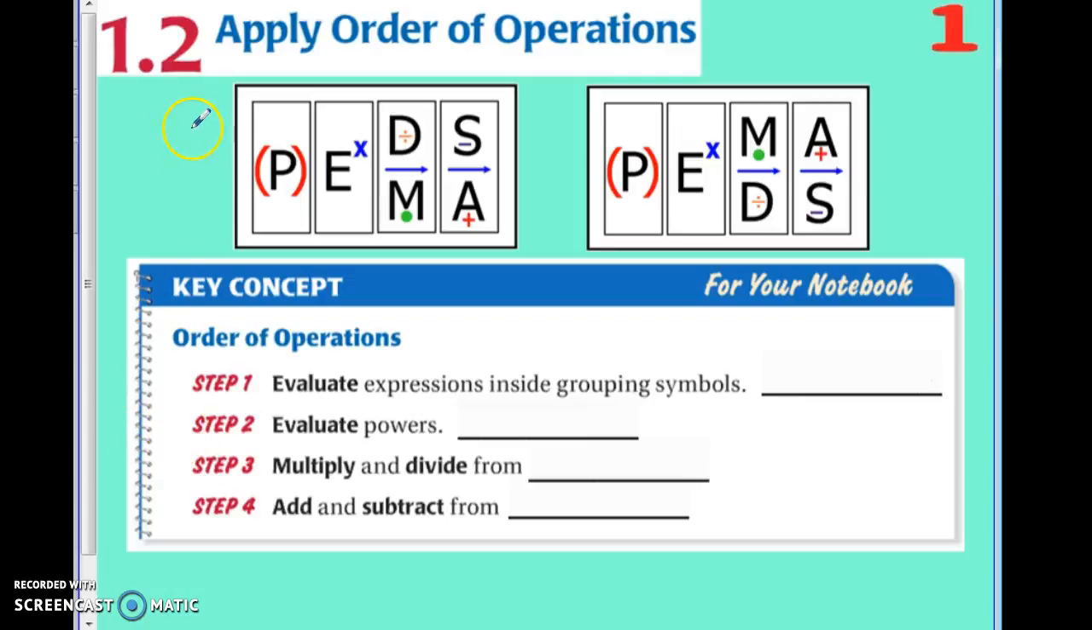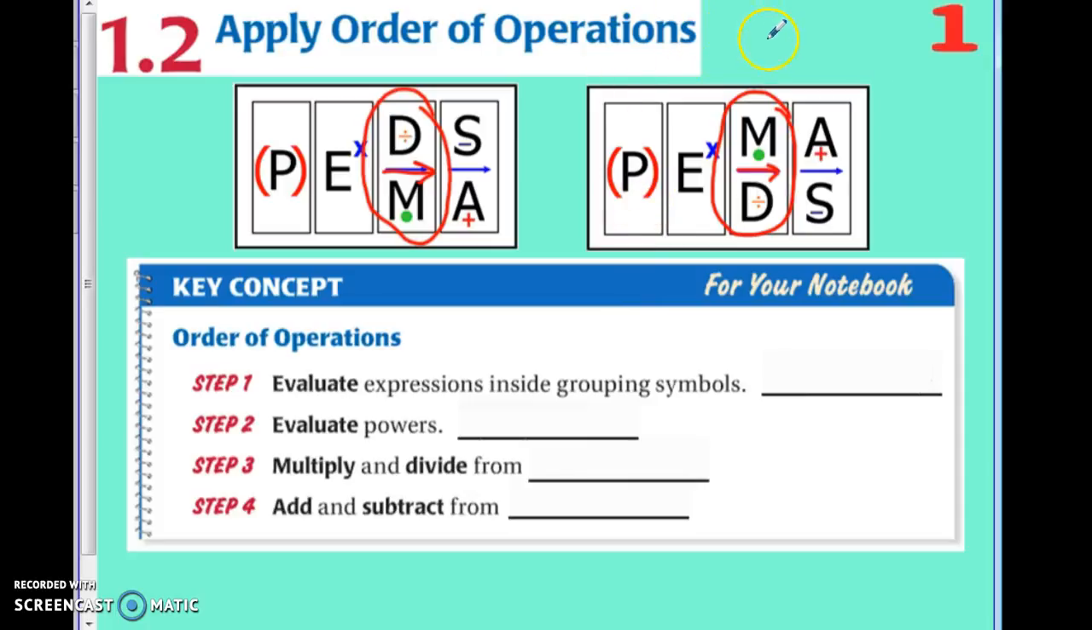Good afternoon. We are doing order of operations, so lesson 1.2 today. If you notice, these two posters are on the wall as well. This is our order of operations. We have parentheses, our exponents or our power, multiplication and division. Notice this poster has division on the top. This poster has multiplication on the top. So it really doesn't matter which one you do first. However, you have to just go from left to right, whatever comes first in the problem.